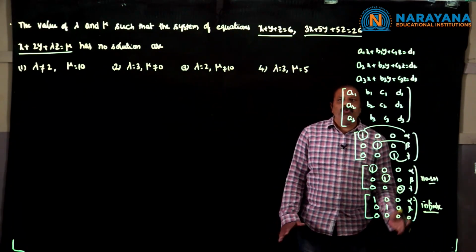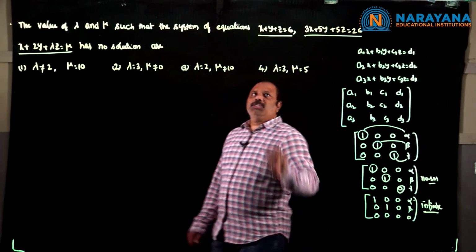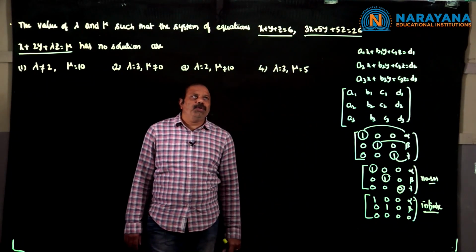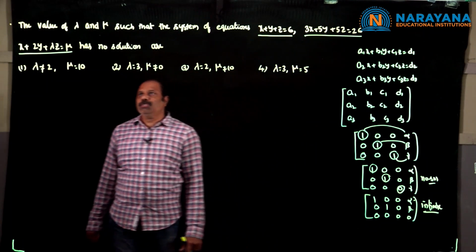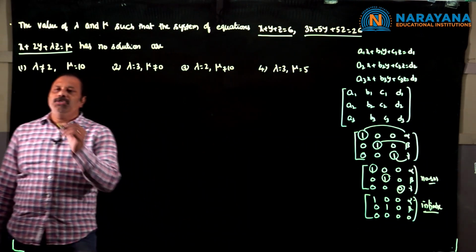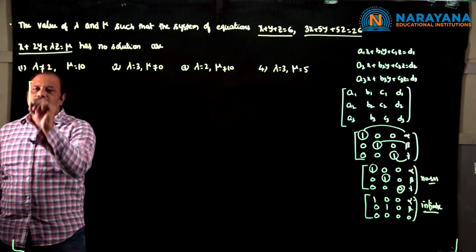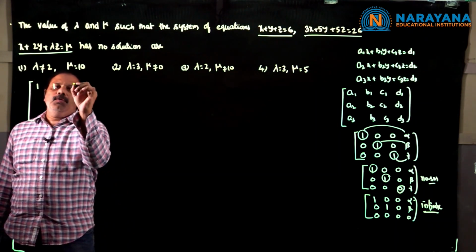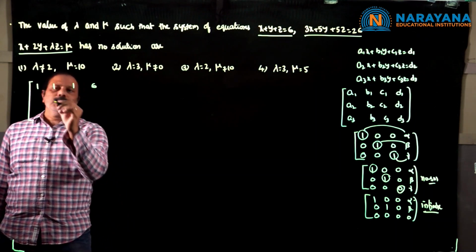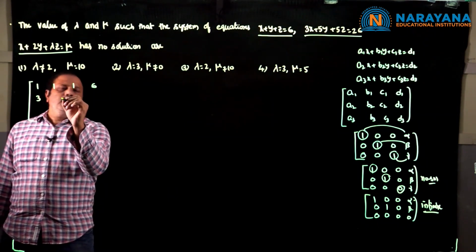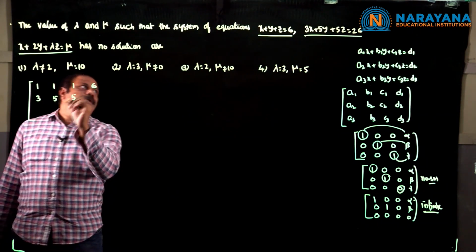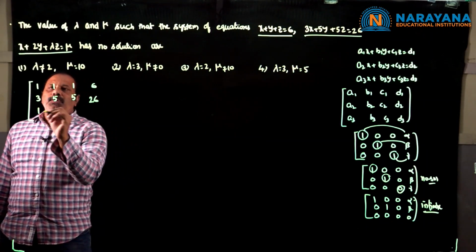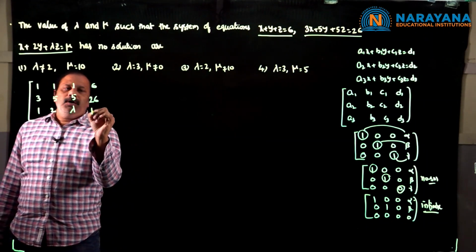The same process I would like to adopt here. Now the system of equations is x plus y plus z is equal to 6, 3x plus 5y plus 5z is equal to 26, and x plus 2y plus lambda z is equal to mu. Writing the augmented matrix for this, it is nothing but 1 1 1 6, 3 5 5 26, and 1 2 lambda mu.